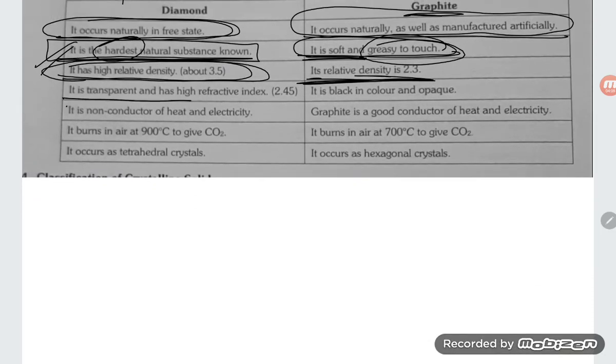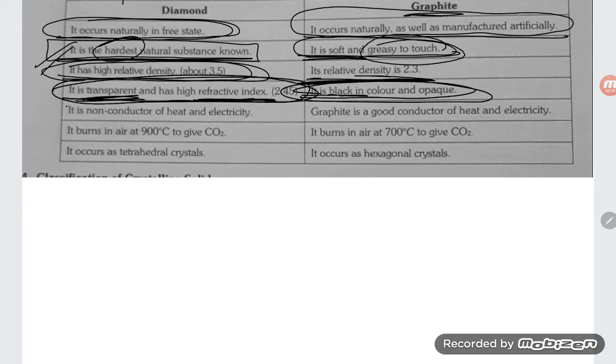Now, diamond is transparent with a high refractive index. That is its glow, students. That is why its refractive index is high and it is transparent, you can see from one side to the other. But graphite is black in color and opaque. It does not have any refractive index. You can't see through it, and it is black, while diamond is transparent.